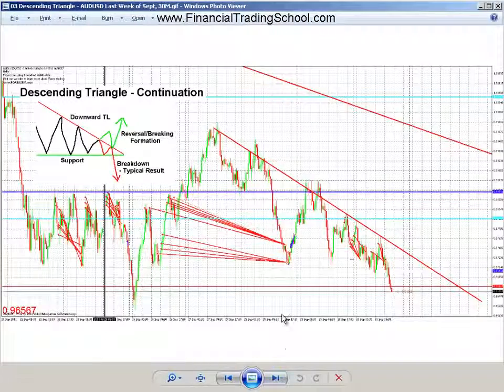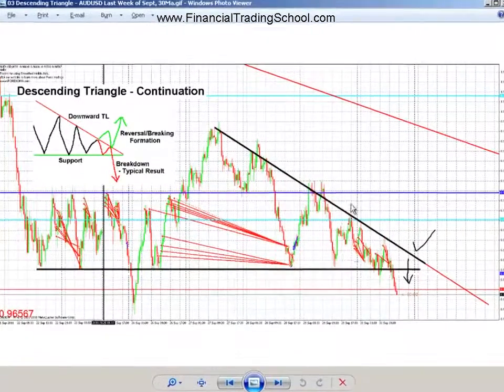We have a descending triangle now. And this is kind of obvious depending on if you know what you're looking for, because I already have the downward trend line drawn. But anyways, pause the video right now, see if you can find it. It's kind of a big example. So 1, 2, 3, 4, 5.